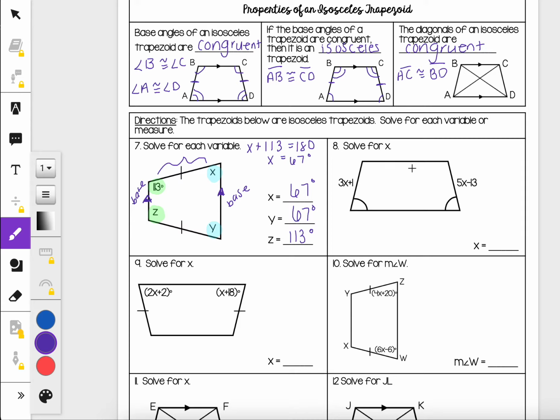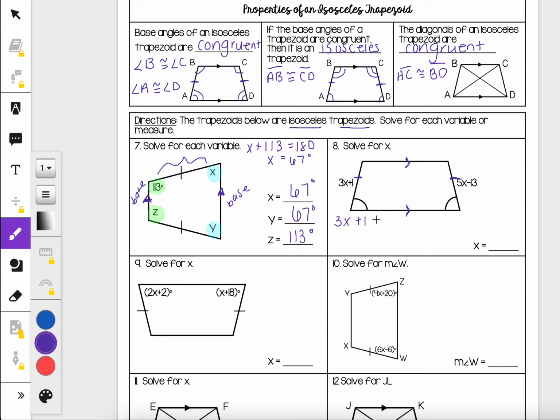Okay. If I look at number 8, it says solve for x. So again, I know this is an isosceles trapezoid because the directions are telling me that it's an isosceles trapezoid. But if I just saw that I had these parallel lines and these base angles being congruent, then I would know that these legs are congruent.